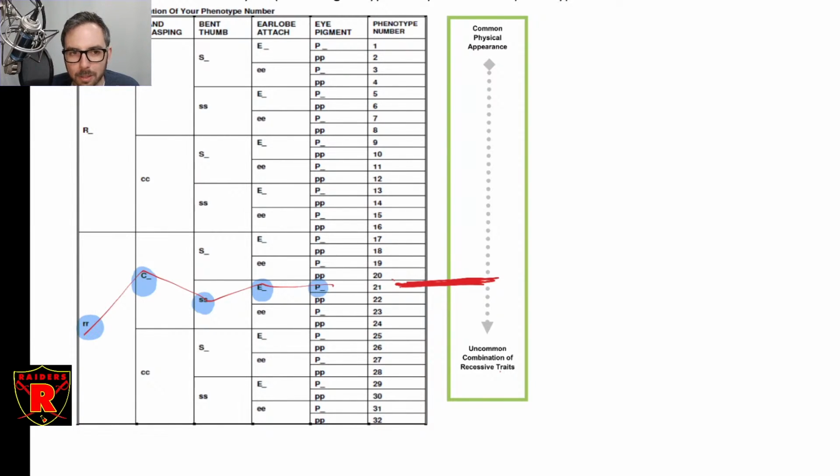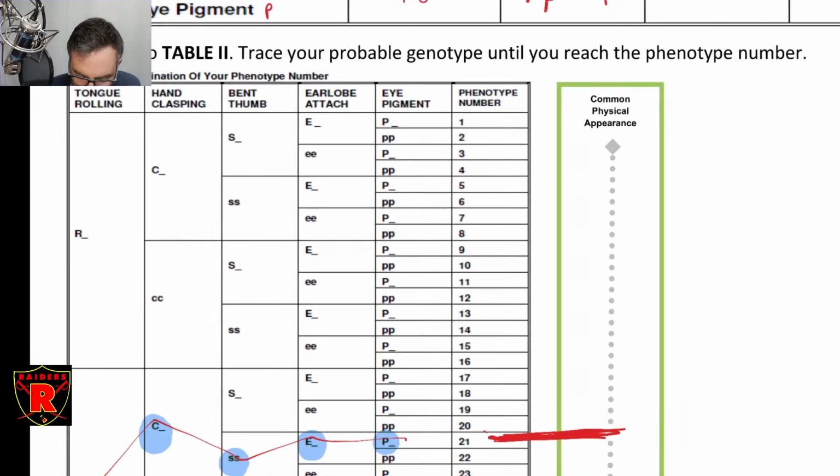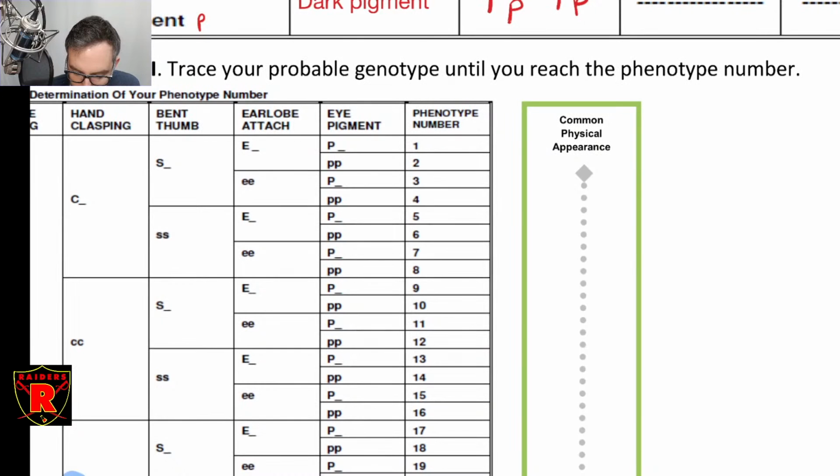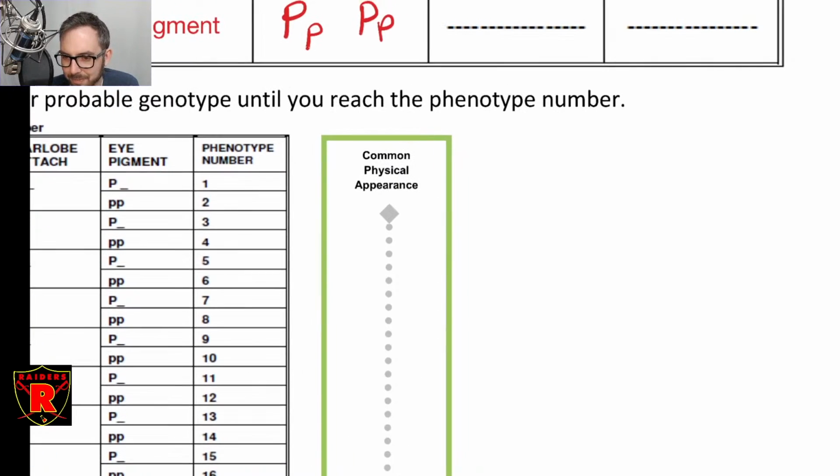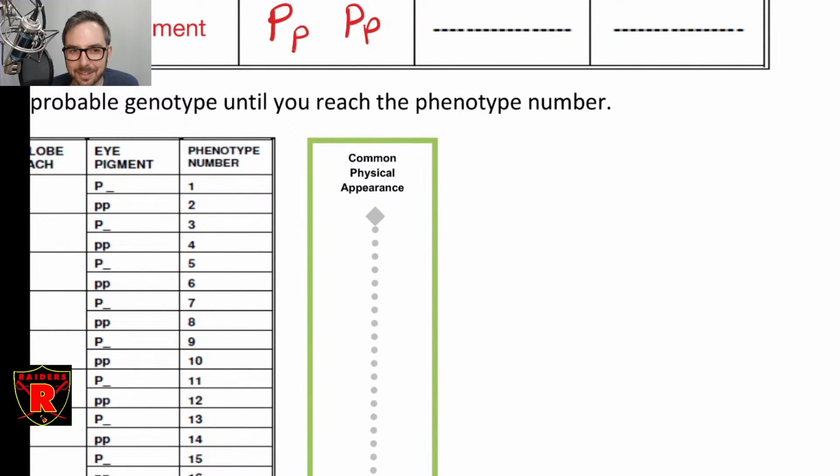I would say I usually have 1 per class. So it's fairly common. No one. Okay. Oh, Kim, you think you might? You can roll your tongue, you clasp left over right, you have straight thumbs, and you have attached earlobes and dark colored eyes. Is that right? If you do, you're a number 1. Cool. Okay, we got at least 1.